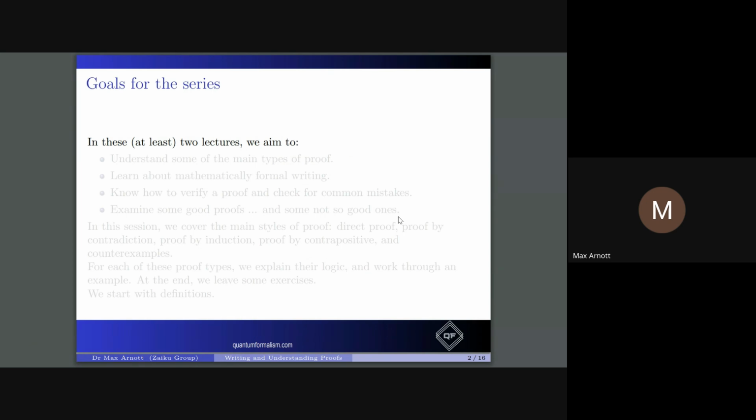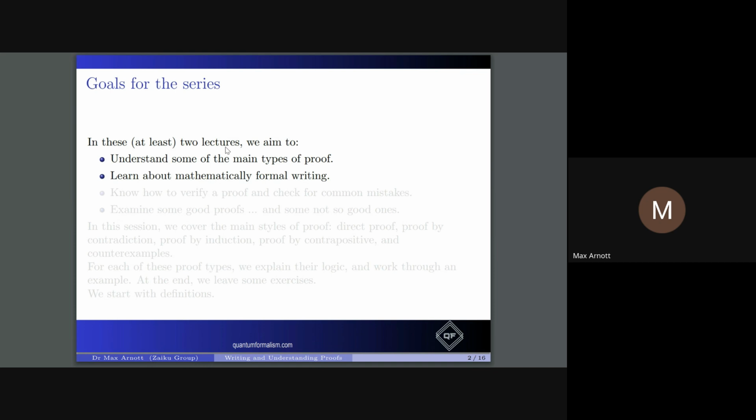Okay, so we'll just start with talking about what we're going to do. I've said there's going to be at least 2 lectures. There's definitely going to be this one and the next one, but I put that in brackets in case we think of something else that we want to tell you. Over the course of the next 2 lectures, we're going to understand some of the main types of proof. That's the main goal of today's session.